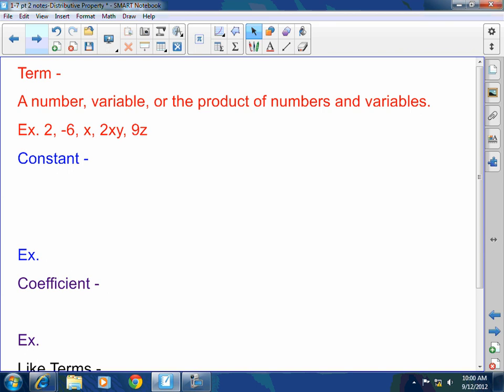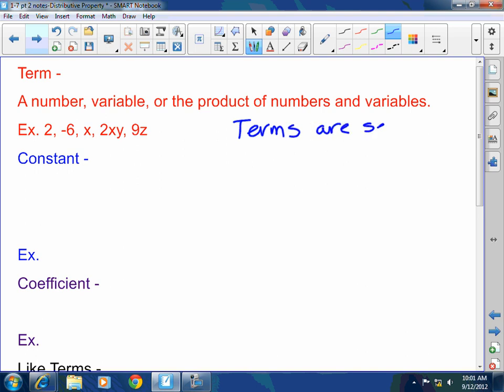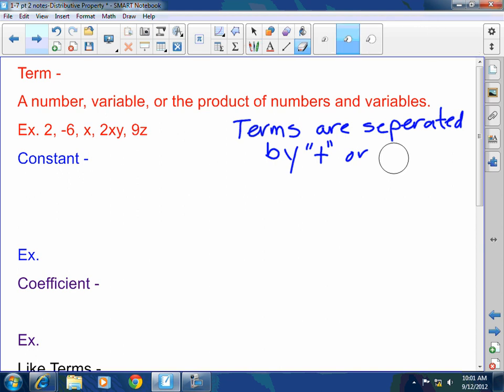Now, one thing I forgot to mention, but I'll mention it right now. Terms are separated by plus or minus signs. Okay? So for example, how many terms would I have in this expression?